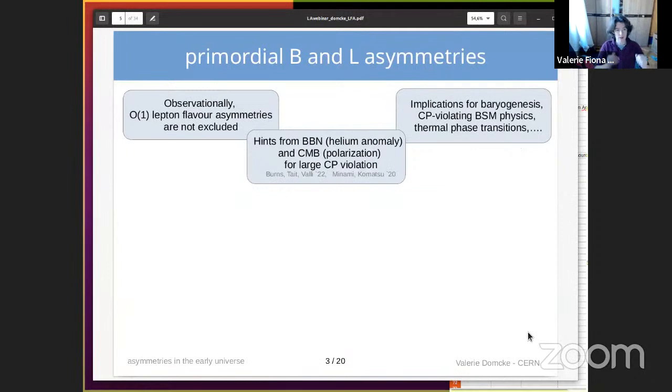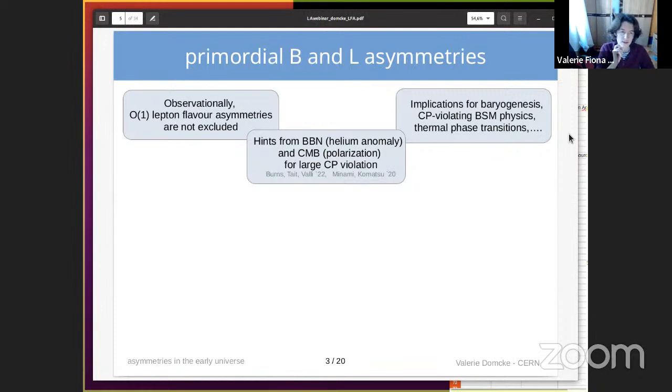So why is that an interesting question to ask at all? One, it's simply the question, what can we actually say observationally about the early universe before we go into any model building exercises? Then, going to model building, if you have this possibility of having large asymmetries in the early universe, that has consequences for baryogenesis, that has consequences for CP violating BSM physics, that has consequences for phase transitions, because large asymmetries tend to change the temperature at which these phase transitions happen.